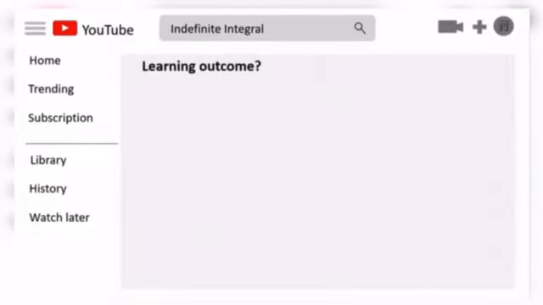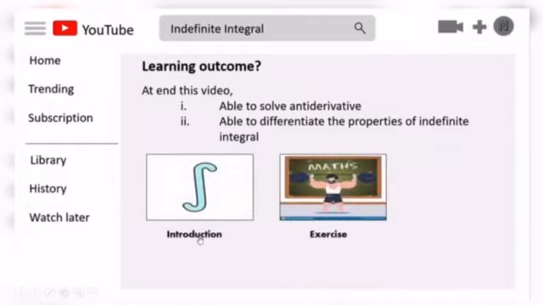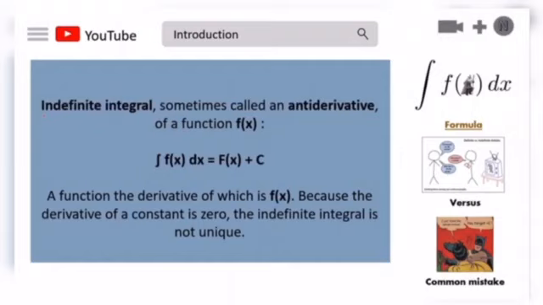Integral learning outcome. By the end of this video, we will be able to solve antiderivatives, and second, we will be able to differentiate the properties of the indefinite integral. So let me introduce it here. Now, introduction. The indefinite integral, or sometimes called the antiderivative, of a function f(x).